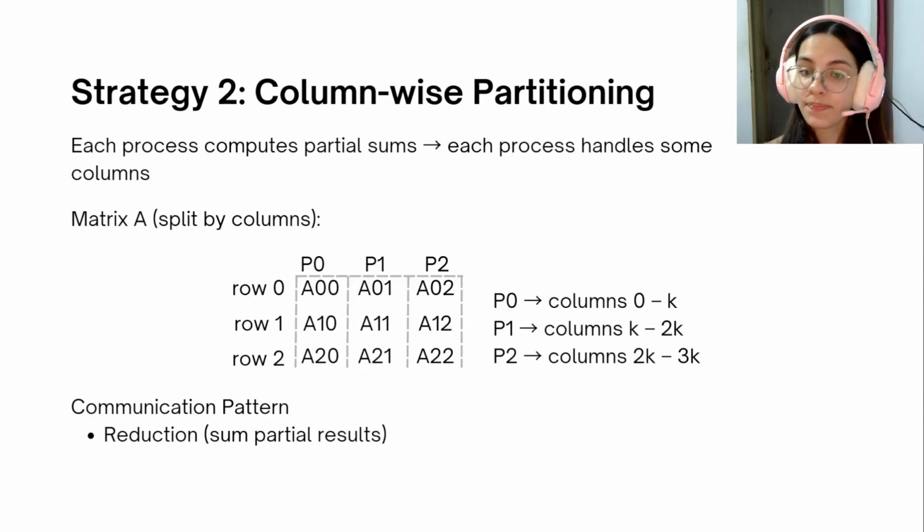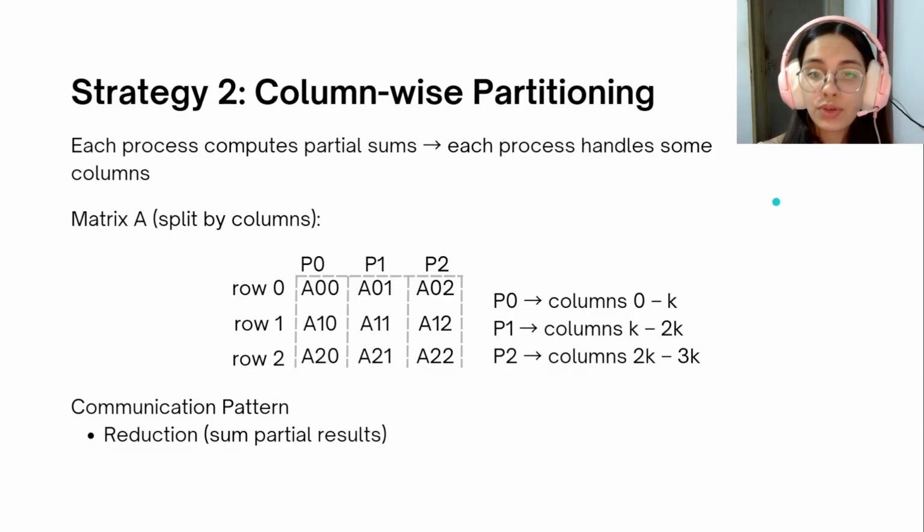Now the second, the column-wise strategy. Instead of dividing rows, we divide columns, as the name says. So each process is responsible for a subset of columns in the matrix. Now, instead of computing full results, each process computes partial contributions to every element of the result vector. So each process produces a partial vector. At the end, we combine all these partial results to get the final vector y.